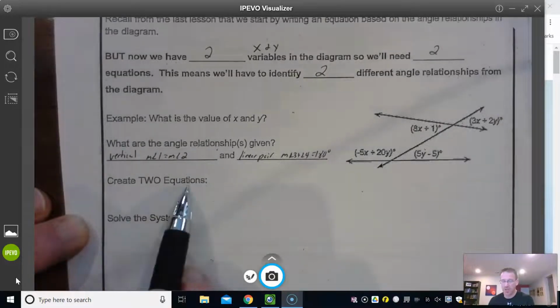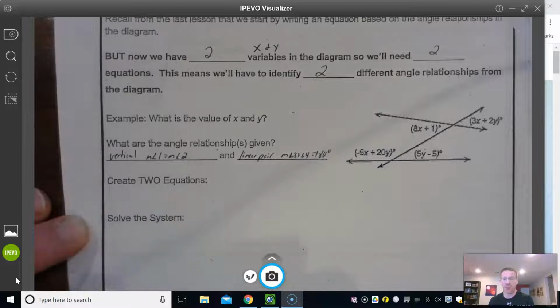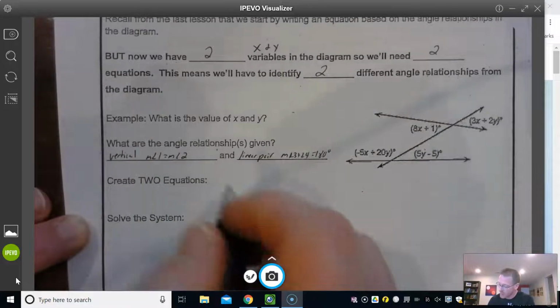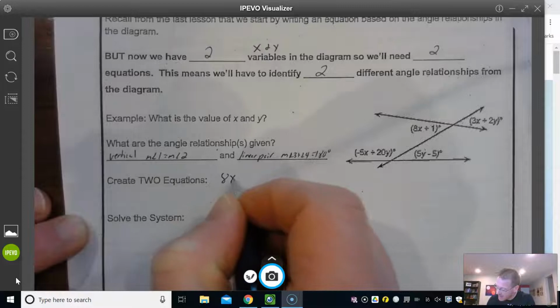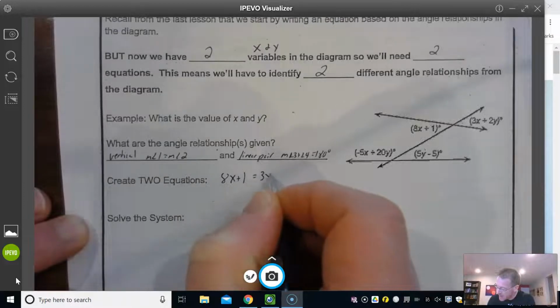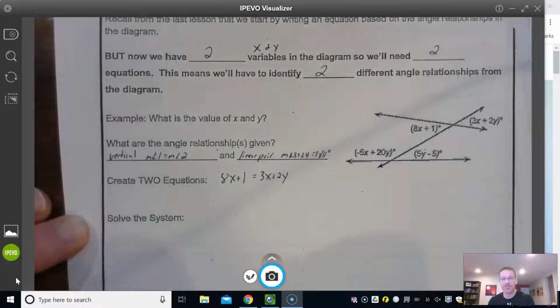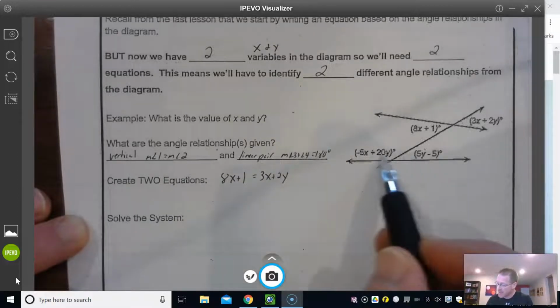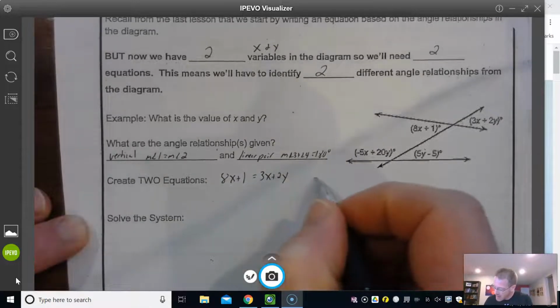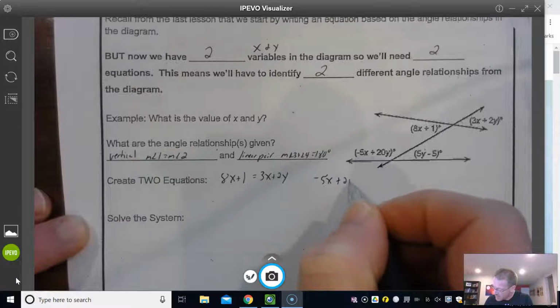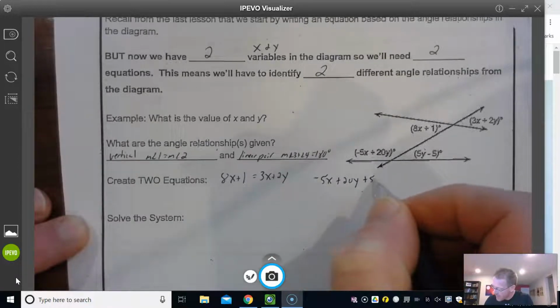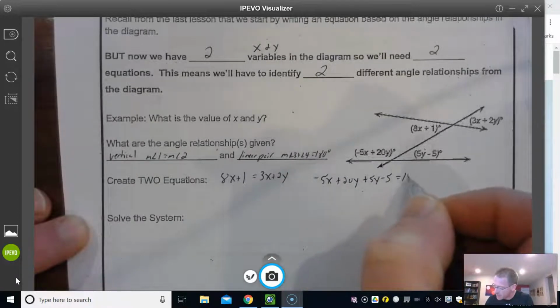So now, using those relationships, we're going to create those 2 equations. If I take my first one here, that would be 8x plus 1 equals 3x plus 2y. And if I take my second relationship here, negative 5x plus 20y plus 5y minus 5 has to equal 180.